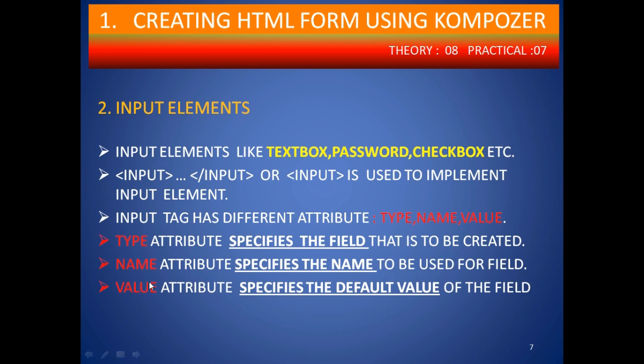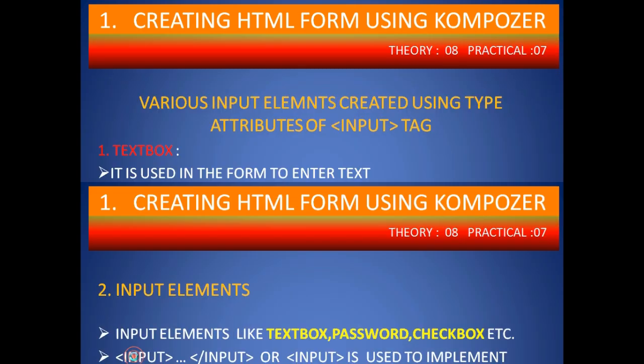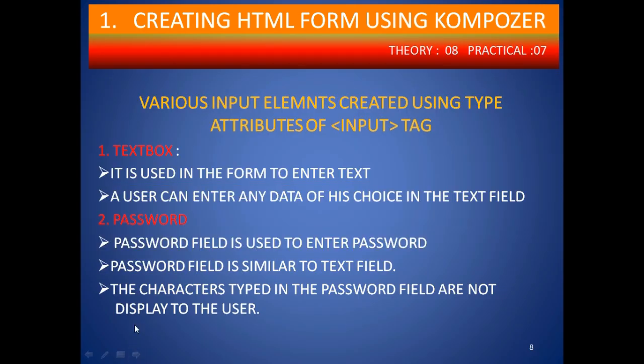For example, suppose I am using gender, there is a radio button, male or female, but the radio button name is gender. The third one is the value. The value attribute specifies the default value of the field. So value means, suppose in a radio button there is a value, we can consider male or female, that is the value.